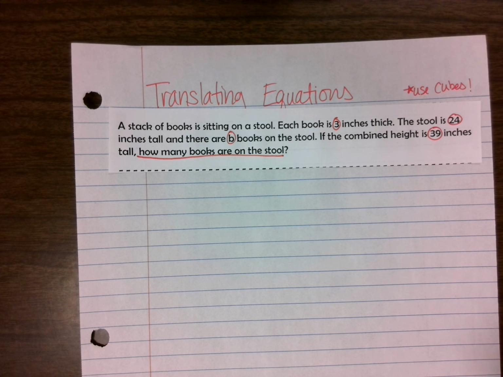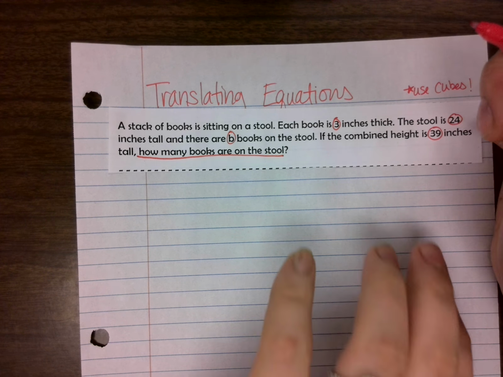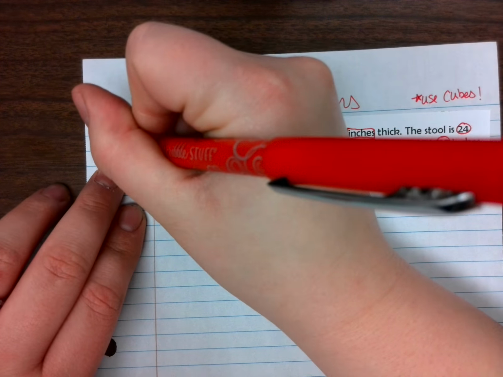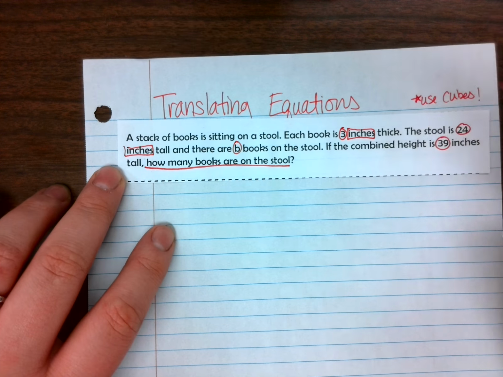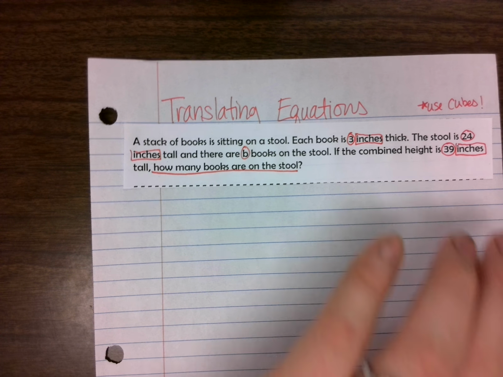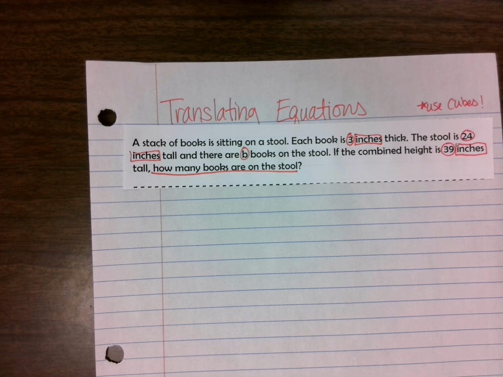Then we need to box our keywords. Remember, keywords tell us direction, they tell us operations, and they tell us units. So the unit that we see is inches. It's important that they're all the same, because if they were different, we might have to convert to a different unit, if we had, like, inches and feet. But they're all inches, so we're good.